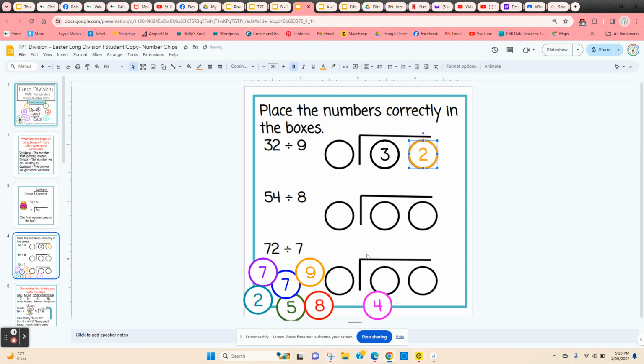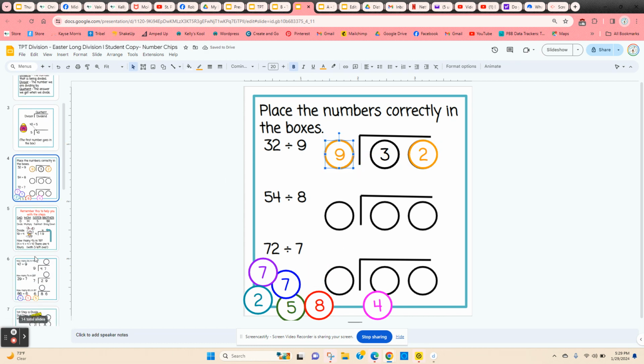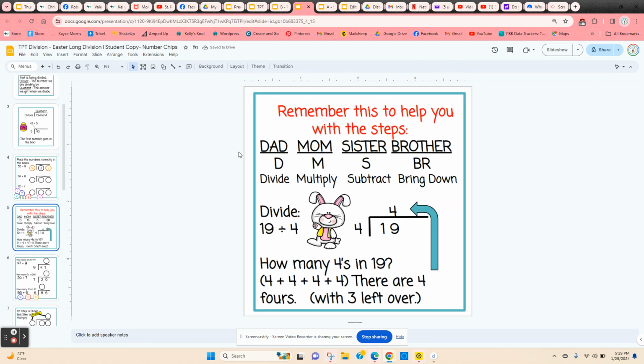So you just click and hold on the edge of a number and then move it into place. So that's all they're doing on slide 4. Slide 5 has an acronym that might help the students remember the steps: dad, mom, sister, brother. Divide, then multiply, then subtract, and then bring down. And we're going to take it one step at a time in this lesson.